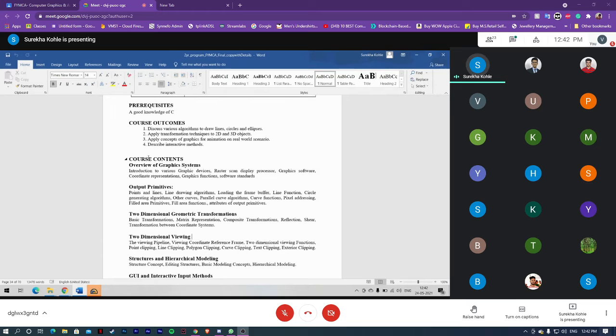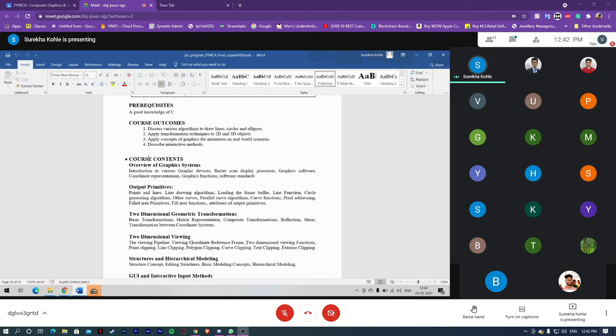Then we have the two-dimensional viewing. In this, which part should be viewed by the user or the audience, right? As you know, in movies, whichever part they have to show, they focus on that much only, so that it will be more effectively visible to the user, to the audience, right?